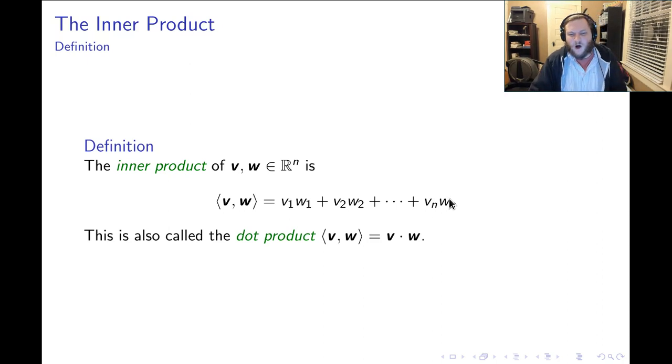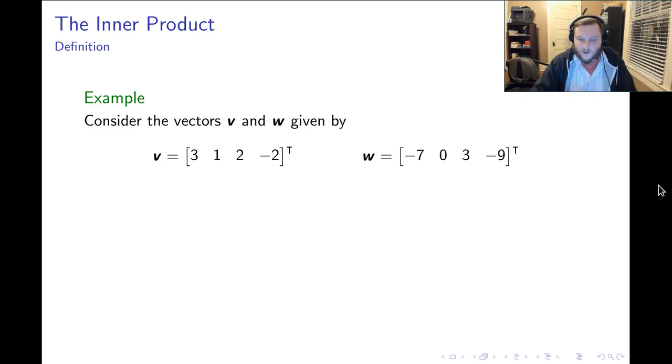This is also called the dot product of two vectors. I'm going to use the term inner product and the notation for inner products, but it's extremely common to see this called the dot product. So that's sometimes written as v dot w. I just sort of prefer this language of inner products. So let's look at an example.